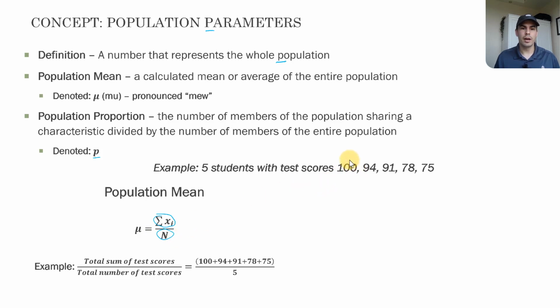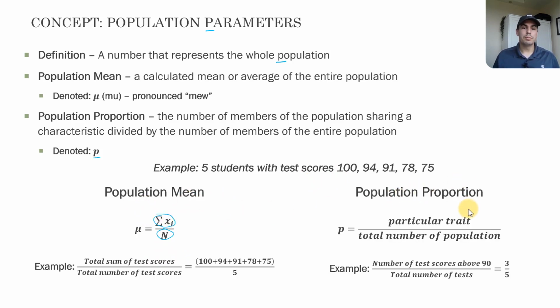So here we have 100 plus 94 plus 91 plus 74 plus 78 plus 75. That's going to be the sum of our test scores divided by the total number of test scores that we have, which is going to be 5. Okay, that's how we calculate the population mean.